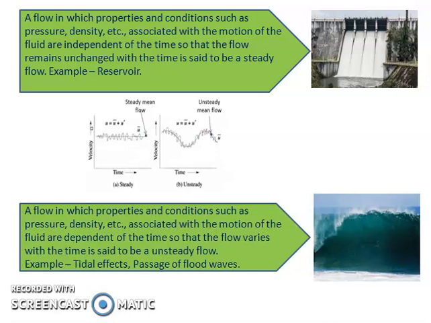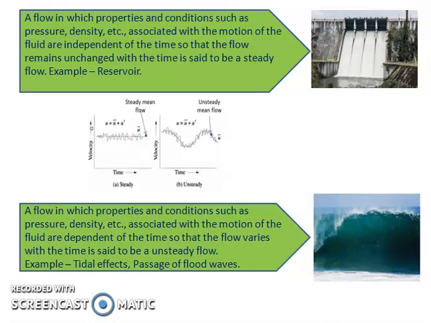Next we'll see what we mean by a steady flow and an unsteady flow. A fluid always possesses certain properties such as pressure, density, volume, velocity, etc. When a flow has all these properties and if these properties are independent of time, then the flow is said to be a steady flow. Example, a reservoir. We can see that water is traveling with an equal velocity from the beginning till the end. So there are no curves, ups and downs in the velocity.